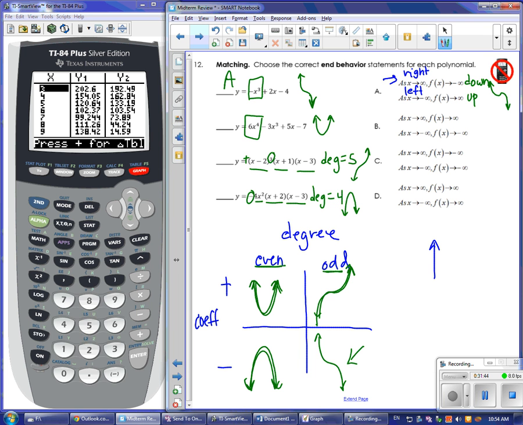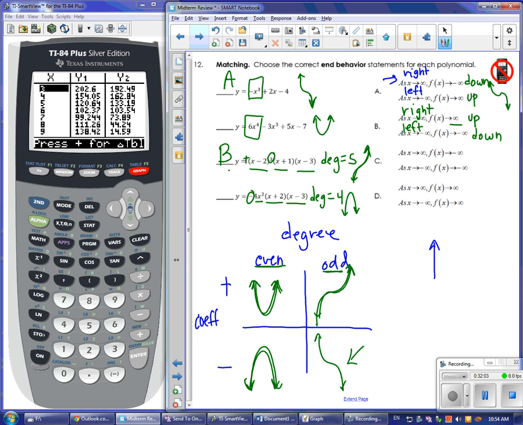So in letter B, on the right, it's going up. And on the left, it's going down. So on the right, it's going up. On the left, it's going down. That's going to correspond to the third equation, which is going to go with B.